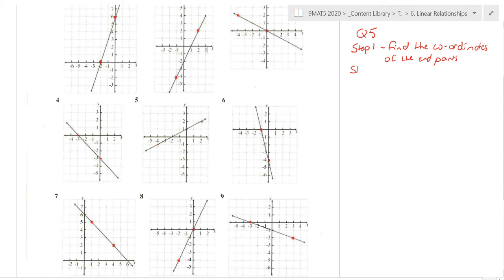Step 2, we're going to draw a right-angled triangle underneath the interval.